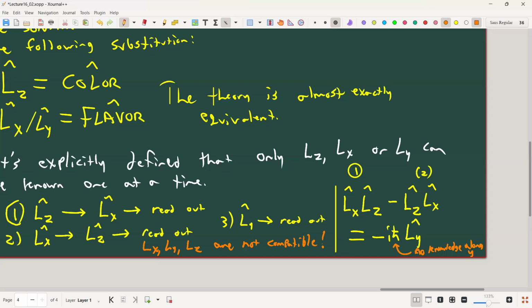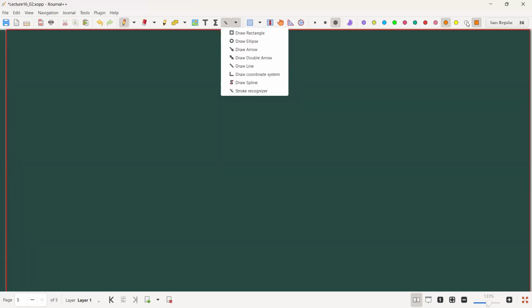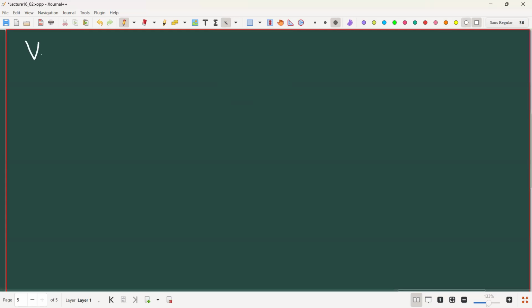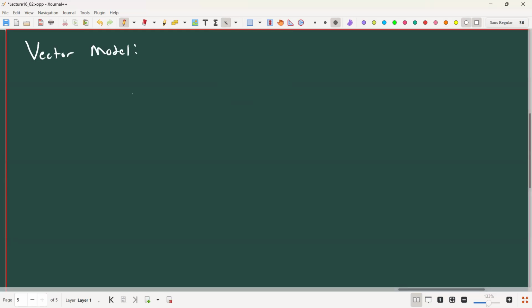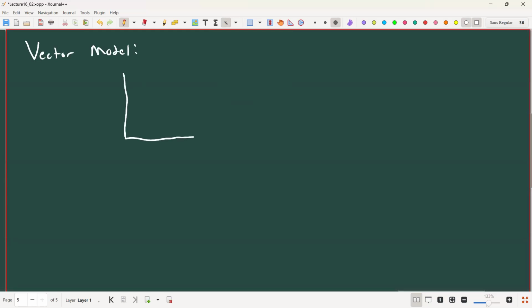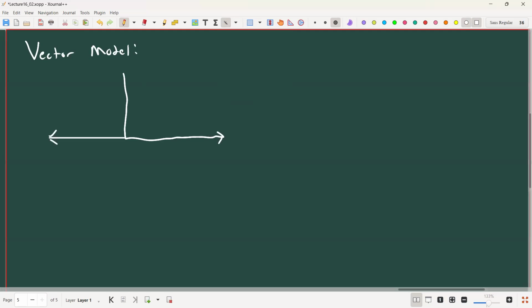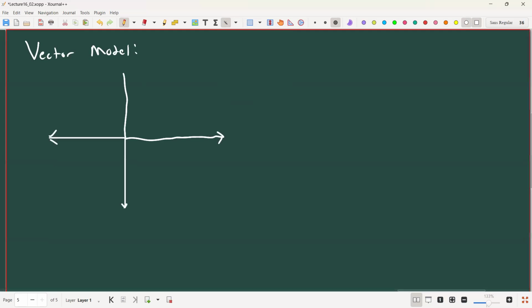Right, let me show you what this means in terms of vectors. I think it's a little easier to see visually. So imagine now, this is like the vector model. Imagine I have this coordinate system again. I'm just going to do it in 1 dimension or 2 dimensions. We'll just do z and x.